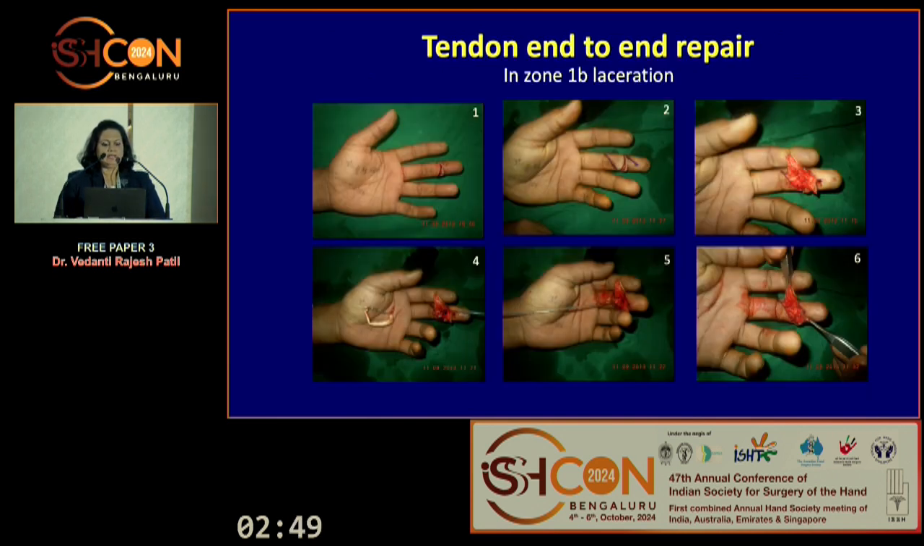These are some of our cases. This is a zone 1B laceration. Here we used a tendon end-to-end repair. Here the A5 pulley was preserved.